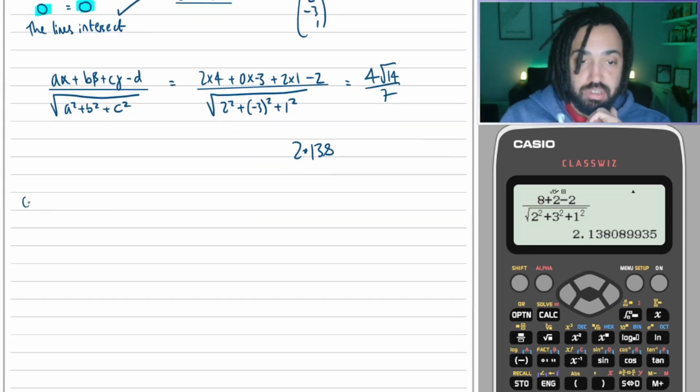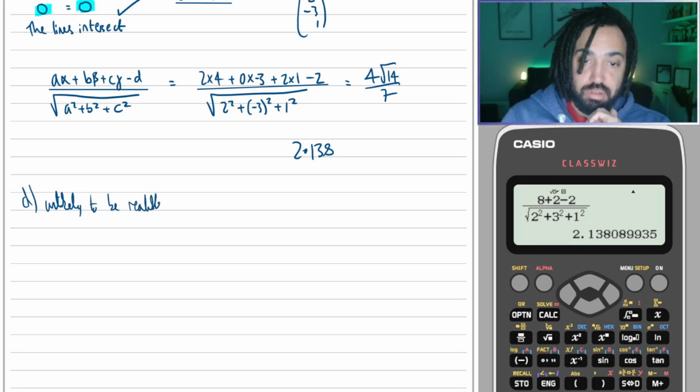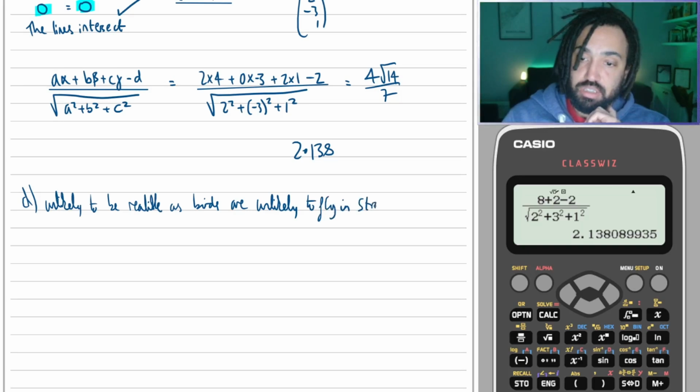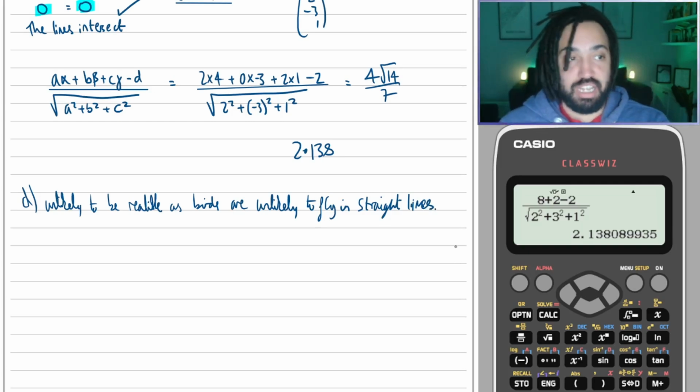It's unlikely to be reliable, as the birds are unlikely to fly in straight lines. Or you could say that the floor is unlikely to be completely flat. Things like that.